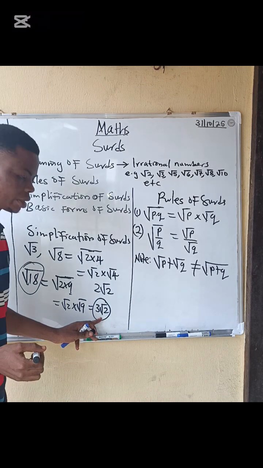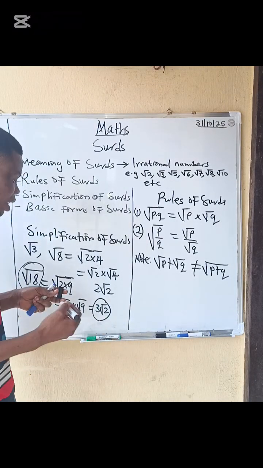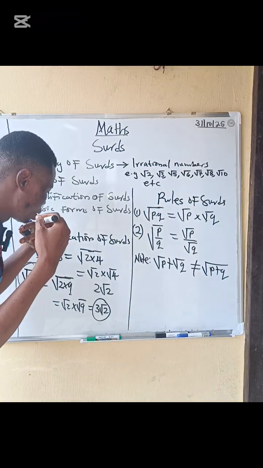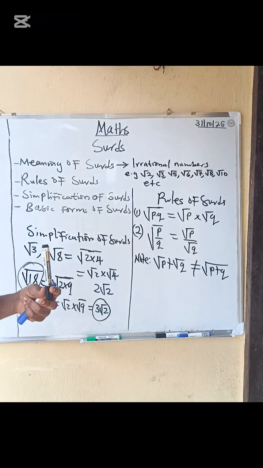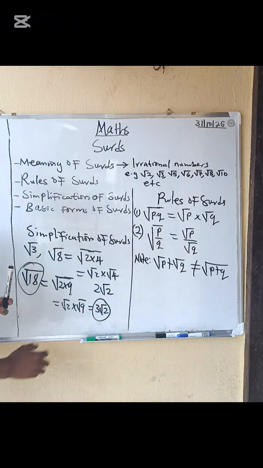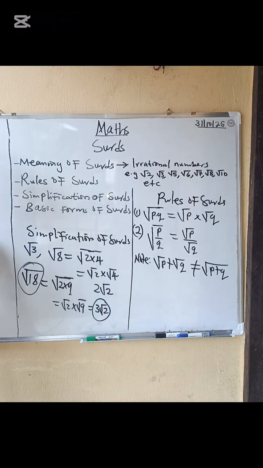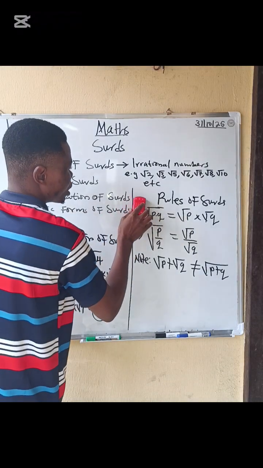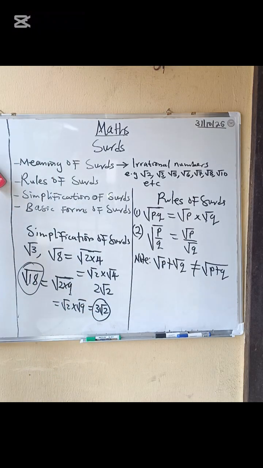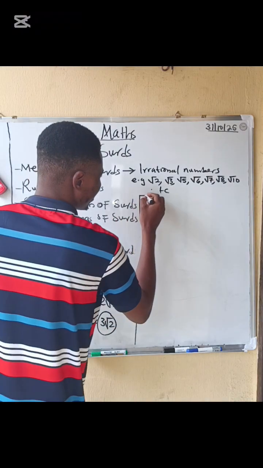So here now you cannot break this down. That's why I said that a surd is said to be in its basic form if it cannot be broken into any simpler form than this. It's very, very simple. So the next thing is we are going to look at addition and subtraction of surds. Remember all these things that we are doing, these are simplification. Let me show you another one.